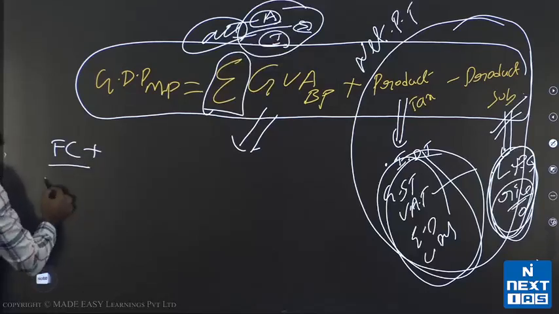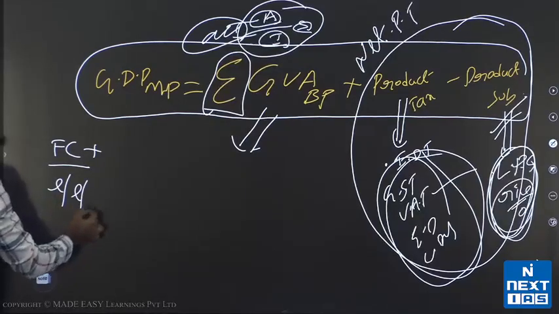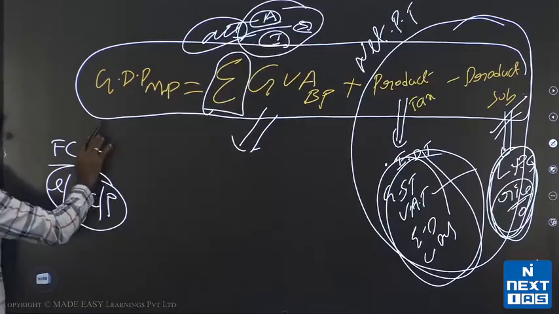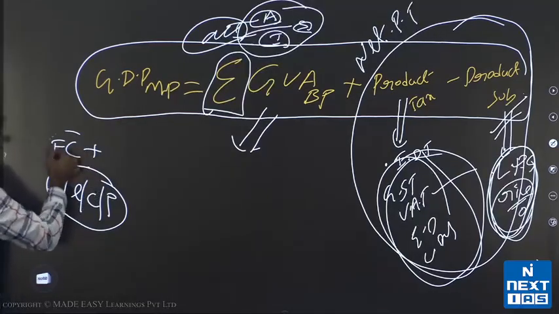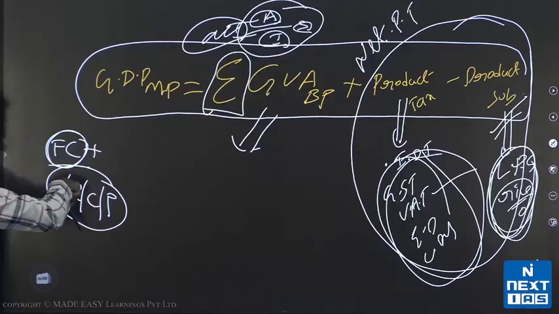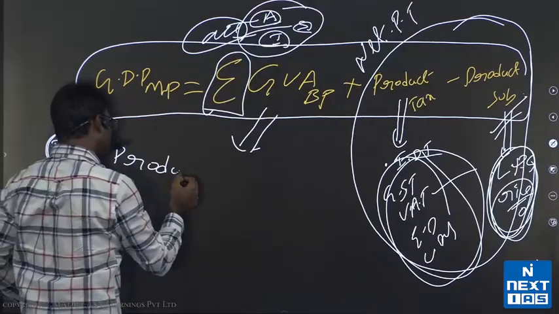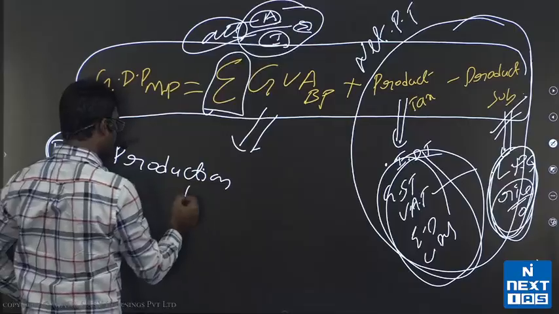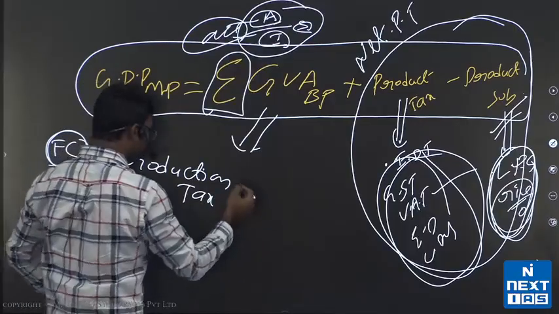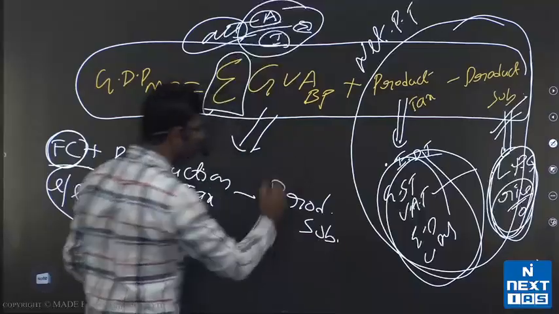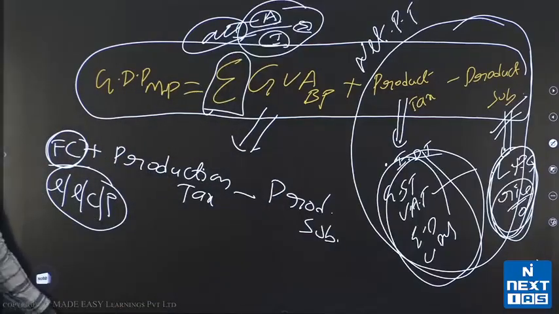Simply land, labor, capital, profit. But what is this basic price? Remember, basic price means factor cost plus production taxes, see the keyword, production taxes, minus production subsidies. Now you got the doubt?